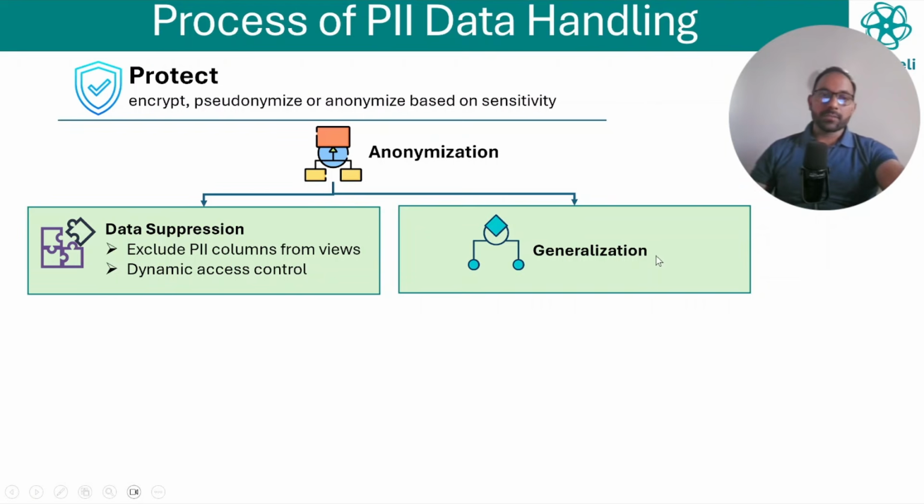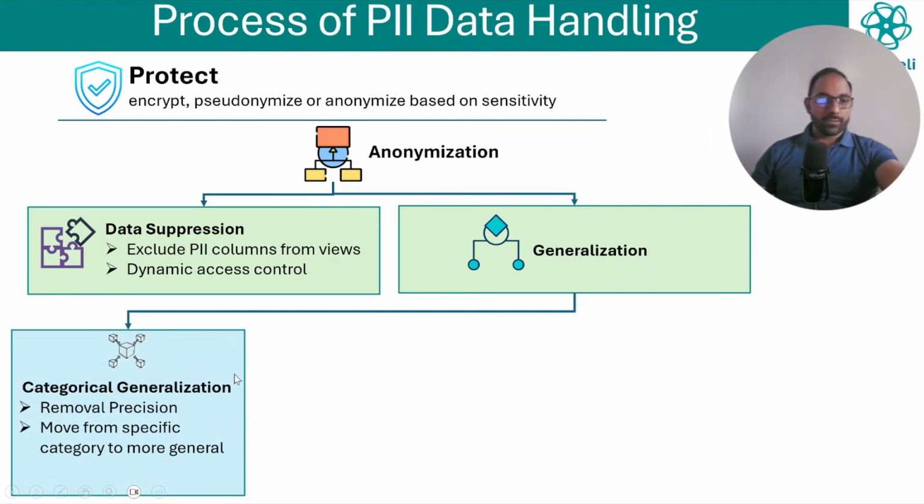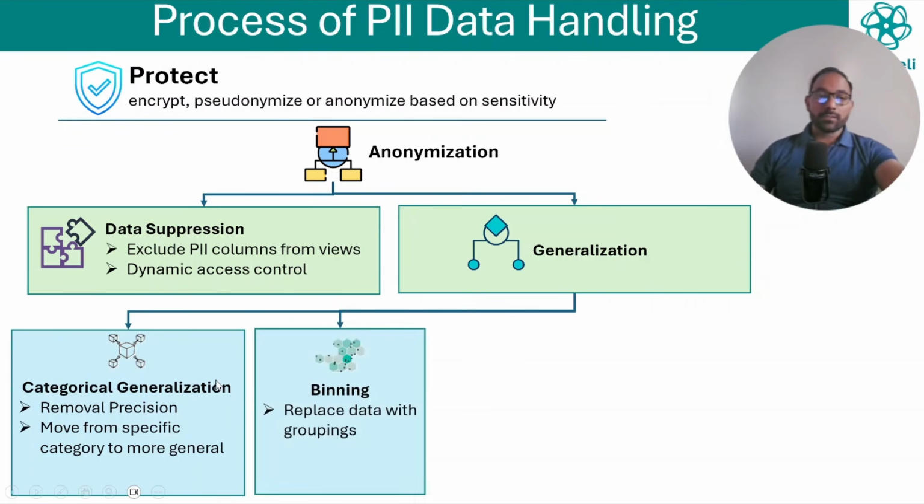So this is a simple technique, simply creating a view on top of the table. And the second part is generalization. Generalization has different methods, which we will understand in more detail. The first one is categorical generalization, where we remove the precision from the data so that we are not able to map to that particular person or entity. We move from a specific category to a more general category, so that the data is no more PII, but the categories will still help during the data analysis. So this is categorical generalization.